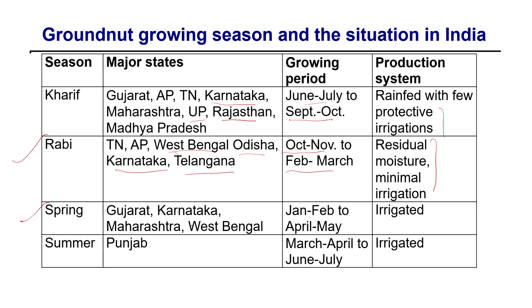Next is your spring season. Here in Gujarat, Karnataka, Maharashtra and West Bengal, it is grown in spring season starting from January, February to April and May, and it is mostly irrigated. Here you need irrigation to grow the groundnut. And then summer, Punjab is coming up to grow groundnut, and it can be grown during March, April to June, July, and it is mostly an irrigated crop. So these are the important seasons of groundnut: Kharif, Rabi, Spring and Summer season.